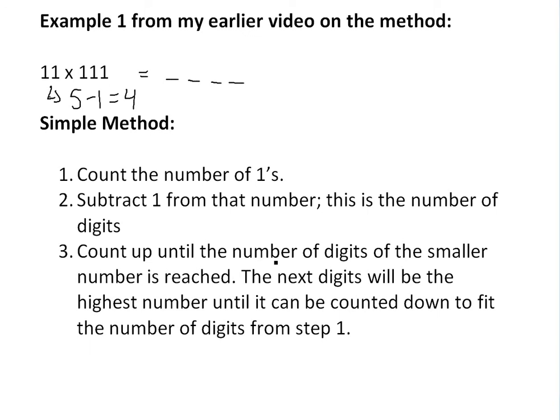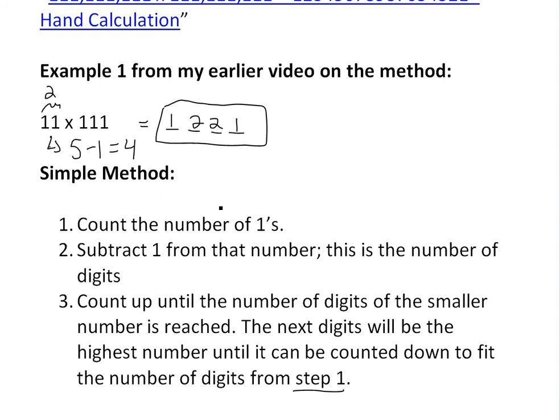Then we count up until the number of digits of the smaller number is reached. The smaller number has 2 digits, so we count up 1, 2. The next digit will be the highest number, until it can be counted down to fit the number of digits from step 1, or 4 digits. In this case, the highest number is 2, so we put a 2 and then a 1, counting back down to 1. This is our answer, and you can plug it into a calculator. I'm not going to go over many more examples, so make sure you watch the video links below for the examples I went over.